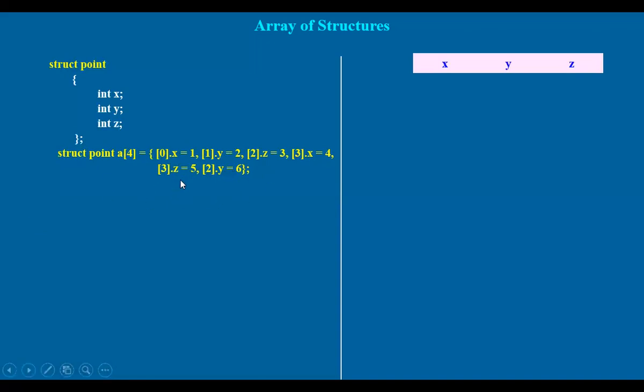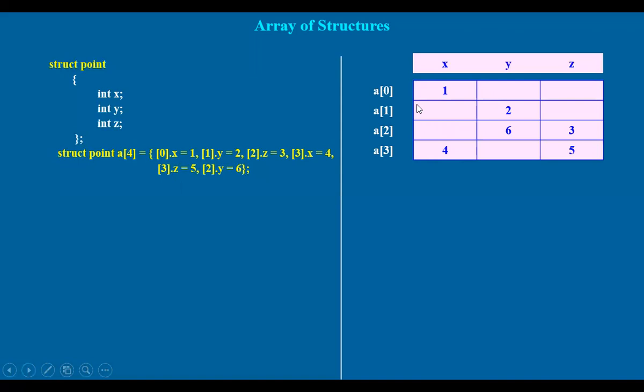That means we are not going to assign all the values. We know certain values and we are assigning only those values here. Let us see what happens. If you see this one, all the 4 variables in the form of an array are displayed here. And here the values are filled like this. A0, x value is 1. And A1, y is 2, A2, z is 3, A3. Now, last, A2.y is given, A2.y is 6.